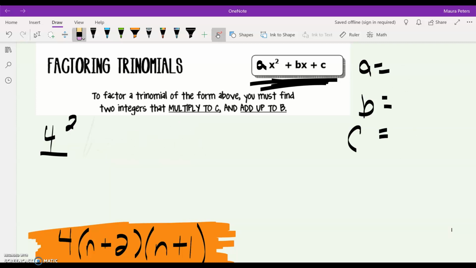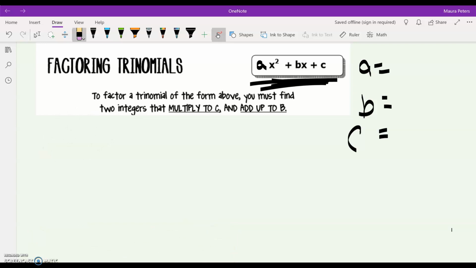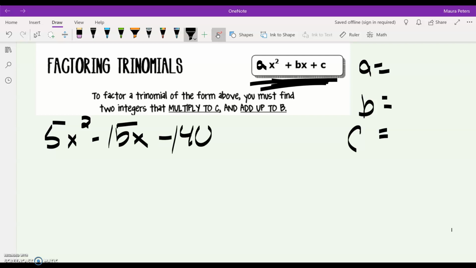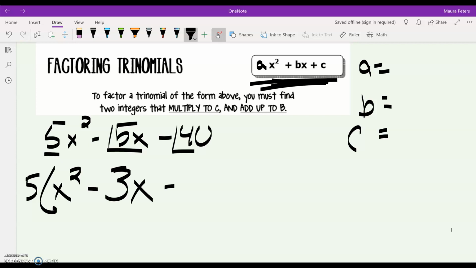Let's go into a little bit more of a challenging one. Let's see what we got here. That's a good one. Okay, this is going to be our last one. 5x squared minus 15x minus 140. Again, taking a look, greatest common factor first. Out of all of these terms, absolutely, they all share a 5. What I'm left with is x squared minus 3x minus 28.